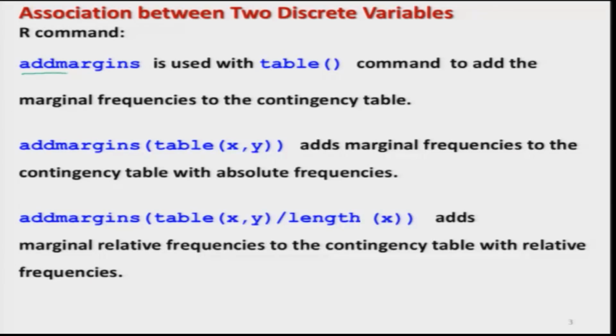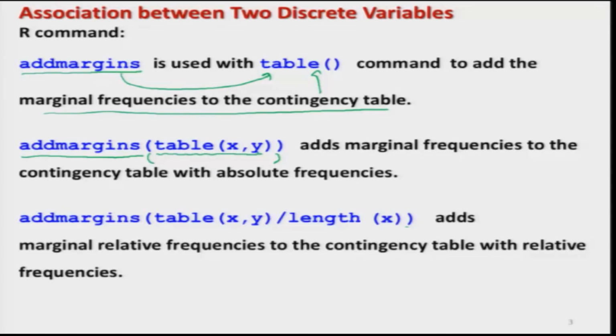Now, in case you want to find the marginal frequencies, there is a command here, addmargins, and this command addmargins is used along with that table command, and this gives us the marginal frequencies to the contingency table that was constructed by the command table. So, the entire command to add the marginal frequencies in the contingency table will become addmargins, and inside the argument we tell it what to add margins to. So, add margins to the contingency table which was provided by the command table(x, y).